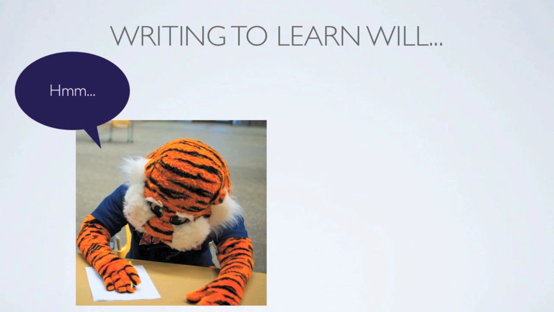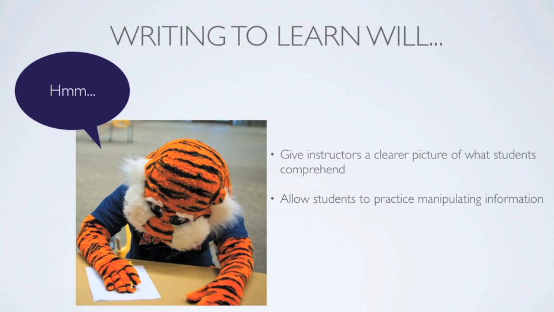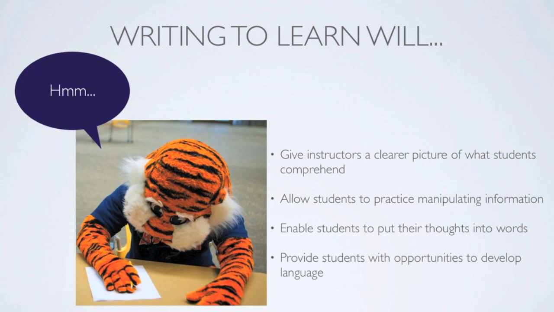They are usually informal, often ungraded, and frequently intended to give instructors a clearer picture of what students comprehend of the subject matter so they can reteach or provide more practice. Writing to learn lets students practice manipulating information without worrying about correctness or form. Nevertheless, writing to learn activities allow students to put their thoughts into words that can be examined and revised. Such writing also provides students with opportunities to develop language to talk about what they know and how they've learned. In short, writing to learn promotes deep learning and critical thinking.